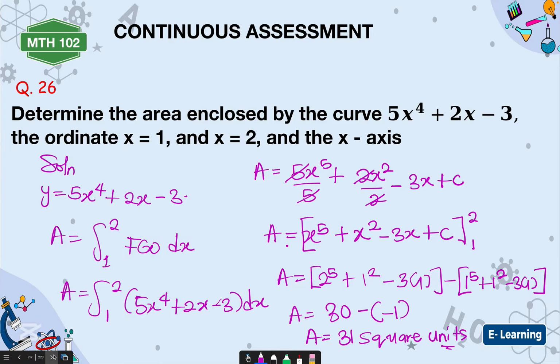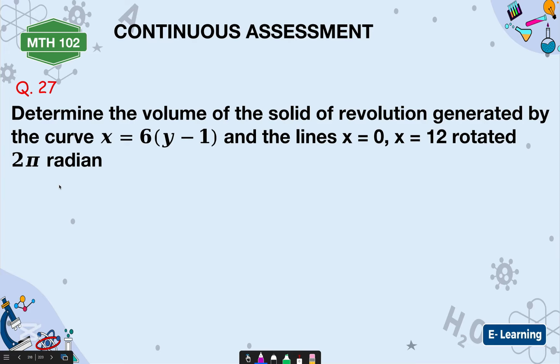The next one says determine the volume of solid of revolution generated by the curve. We solved a similar question like this before. Now, I told you that whenever you see this question, volume of solid of revolution, you use the formula integral from a to b of y square dx, especially when they say about the x-axis. Of course, this one is about the x-axis. x is equal to 0, x is equal to 12. You put pi outside. Is that okay?